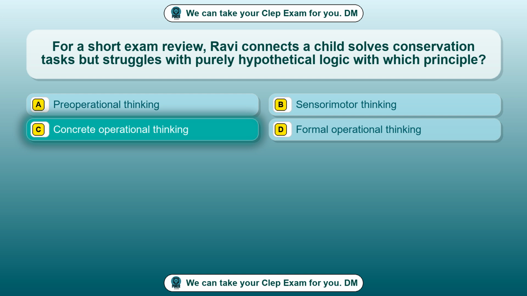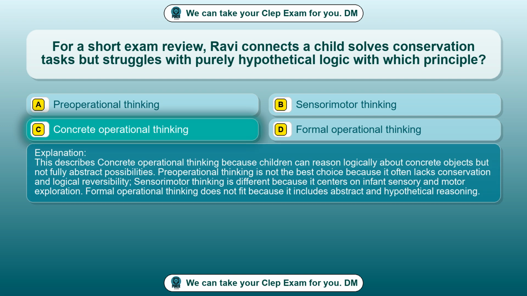Concrete operational thinking. This describes concrete operational thinking because children can reason logically about concrete objects but not fully abstract possibilities. Pre-operational thinking is not the best choice because it often lacks conservation and logical reversibility. Sensorimotor thinking is different because it centers on infant sensory and motor exploration. Formal operational thinking does not fit because it includes abstract and hypothetical reasoning.